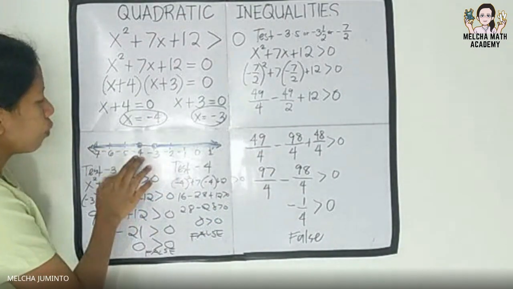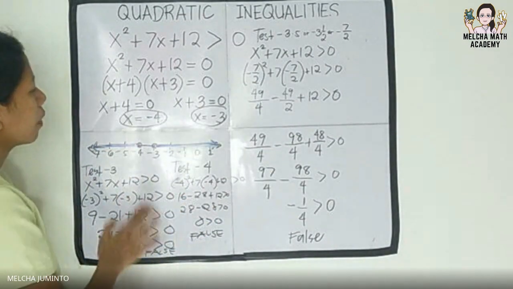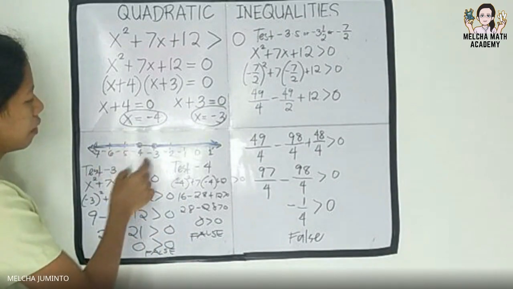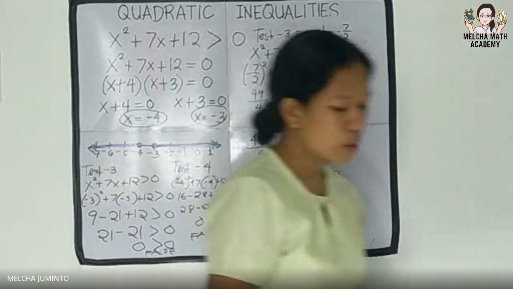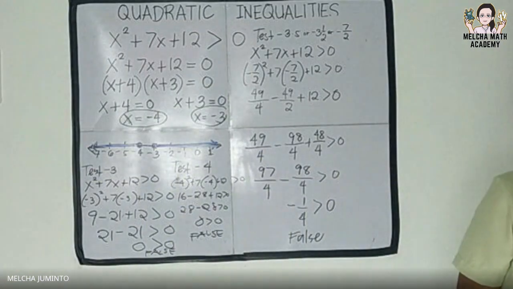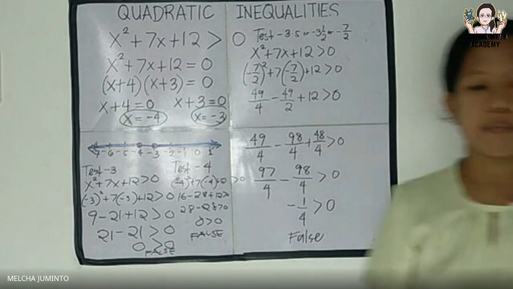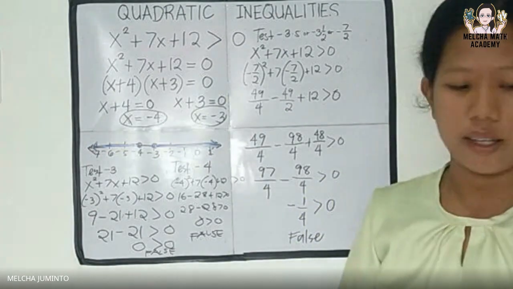Negative 3 and negative 4 are not part of the solution, as well as the area between negative 3 and negative 4. And that's how we solve quadratic inequality, and at the same time, how we graph quadratic inequality.